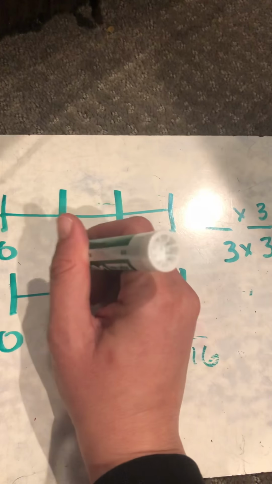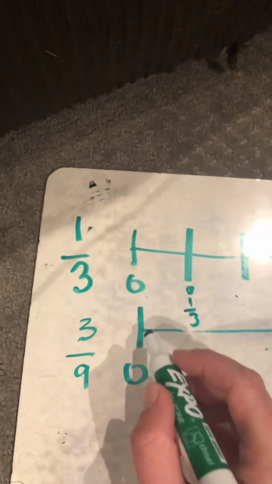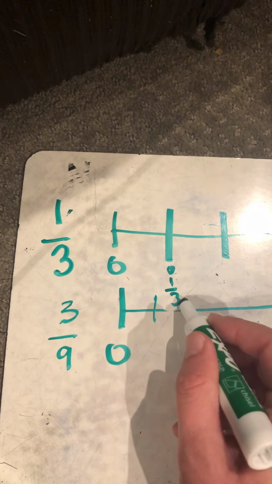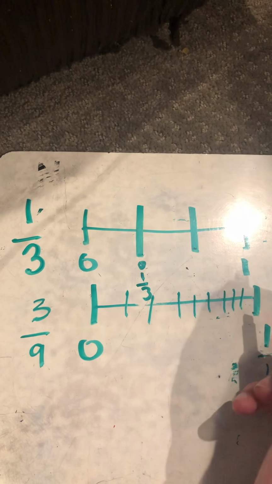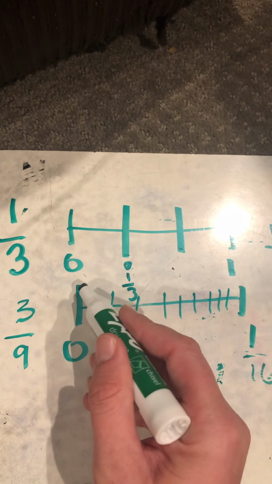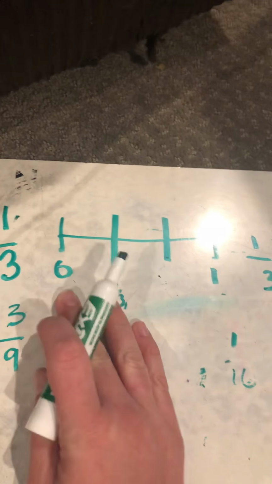Oh, forgot to mark this one. 1/3. Okay, I'm going to partition into ninths, so that's 8 lines. That's 1, 2, 3, 4, 5, 6, 7, 8. Oh, those are not equal. That's okay. Let's try that again. That one's not very good.